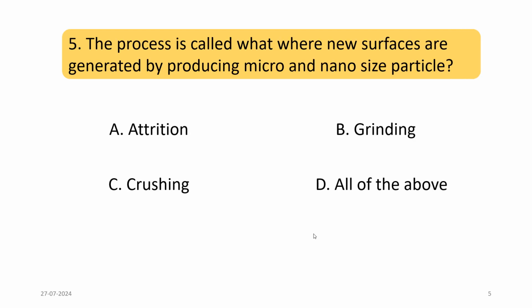Next question is the process which is called what? Where new surfaces are generated by producing micro and nano size particles. Following which of the process is called where new surfaces are generated by producing micro and nano size particles? So in which of the following methods we do that? Is it attrition, or is it grinding, or is it crushing?